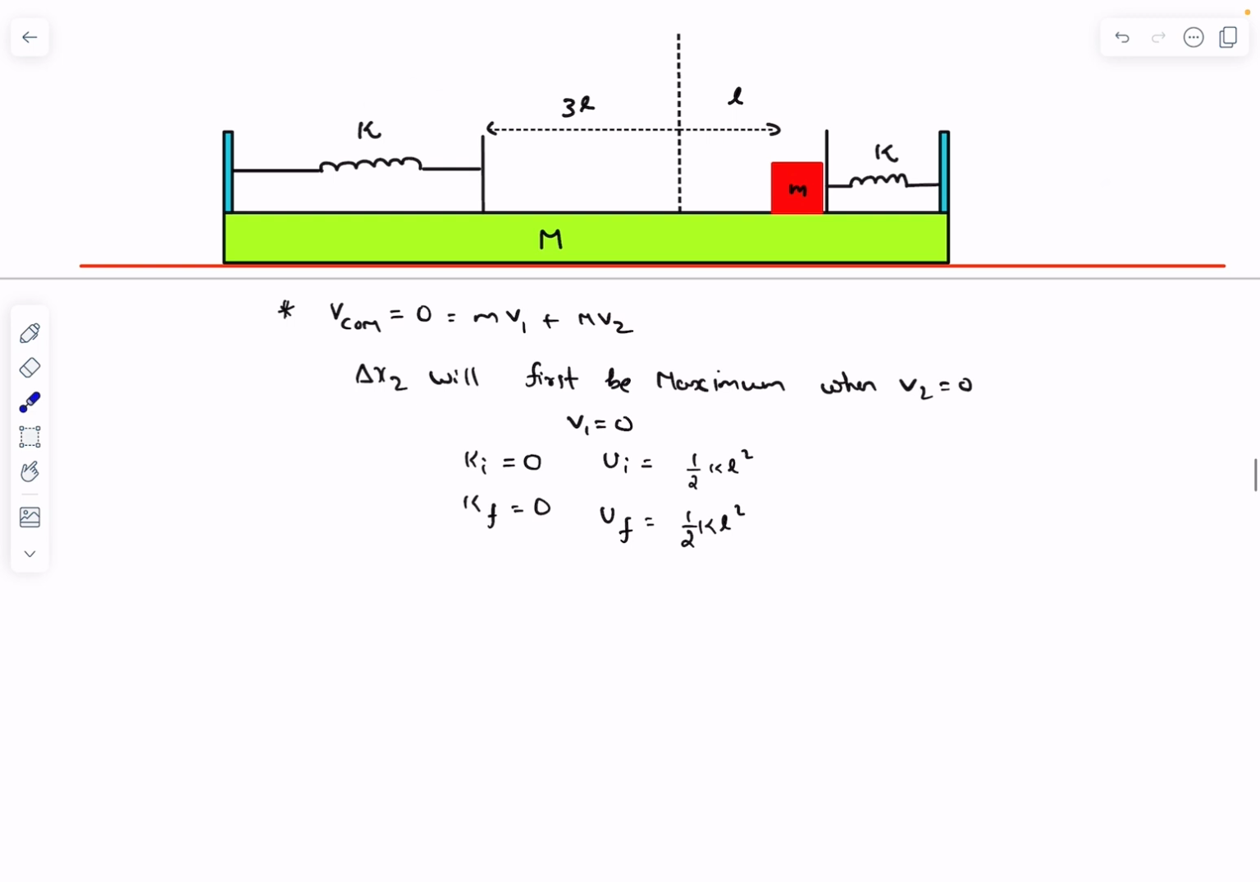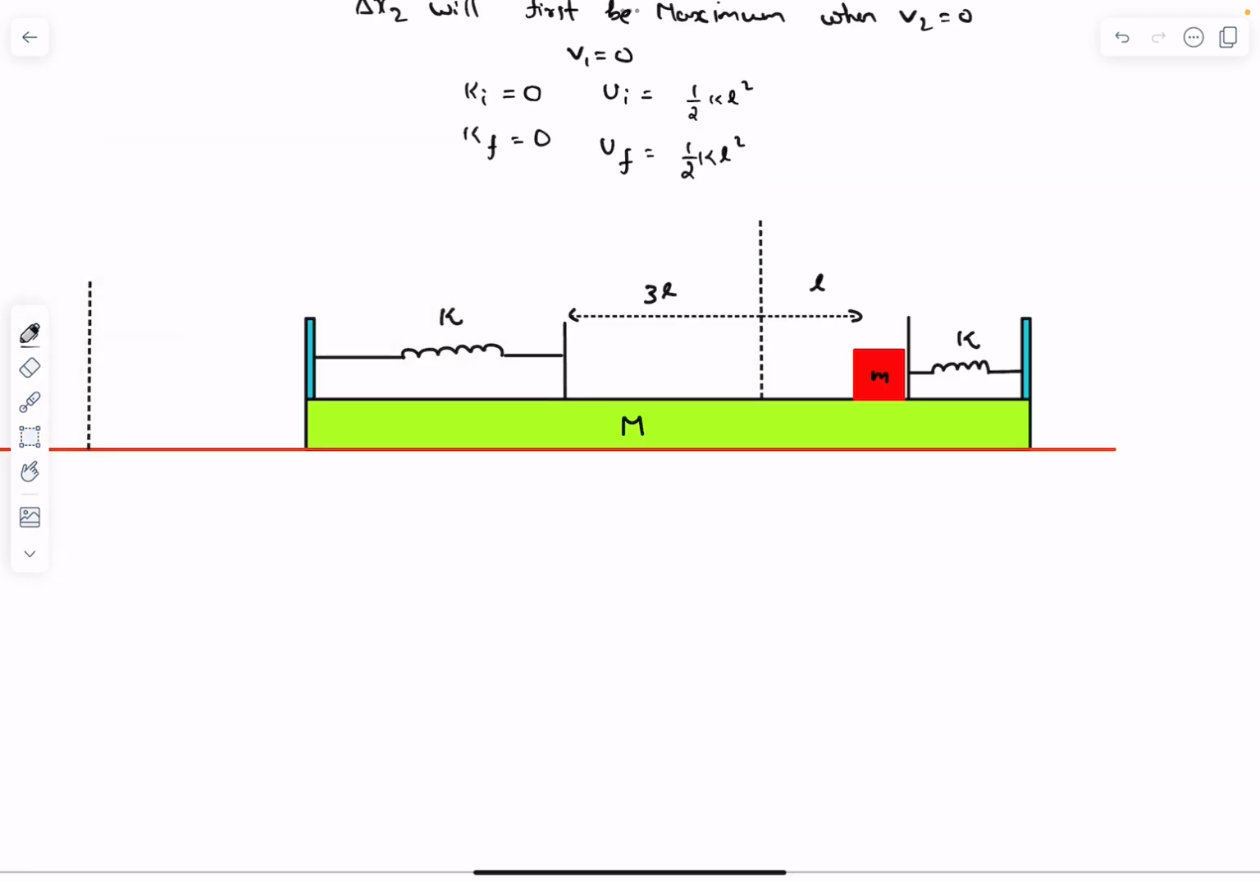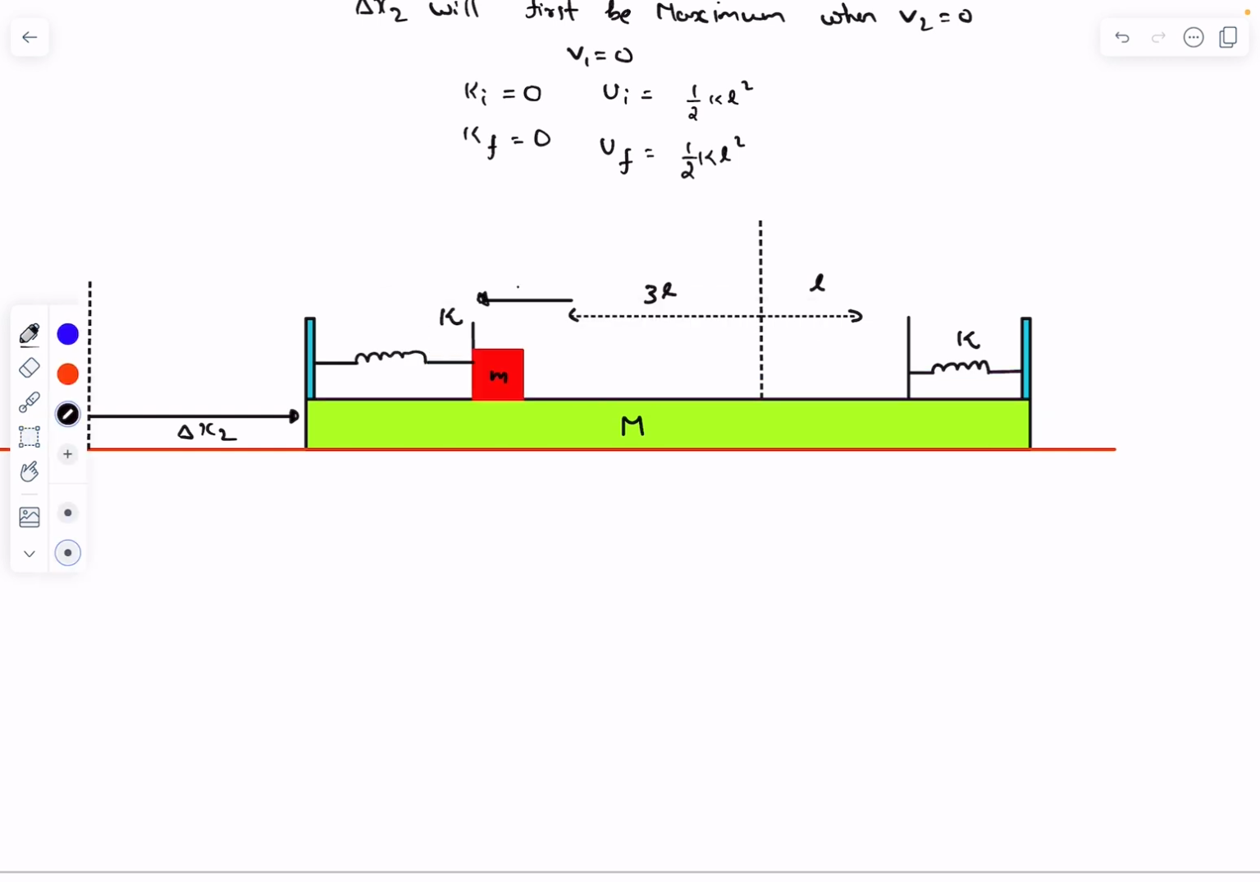So let's try to draw the diagram of that situation. Let's say this black dotted line that I just drew is the initial position of capital M, and let's say it moved towards the right by an amount of delta x2. Now we know that the final compression on the left spring will be L, right? So this mass will move towards the left, hit the spring and compress it by an additional distance of L. And obviously the right spring will now be in its natural length. So this spring over here will look something like this. Now this is the situation at the time when the displacement of capital M is maximum. So both the masses are now at rest again.